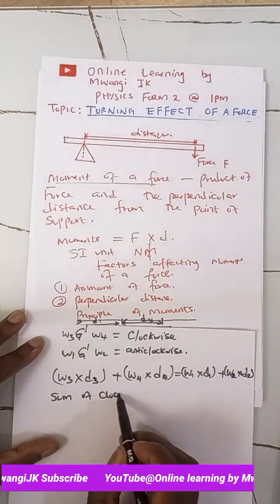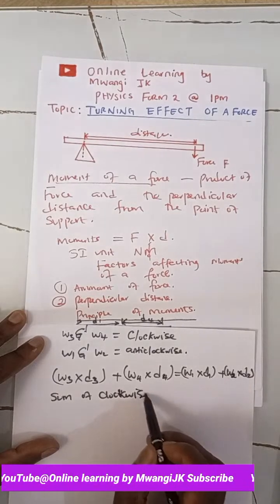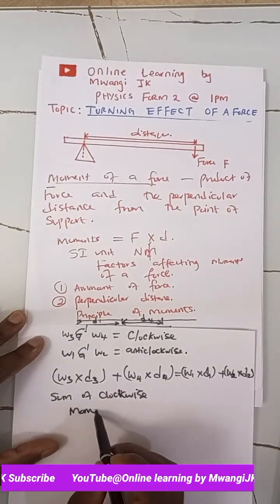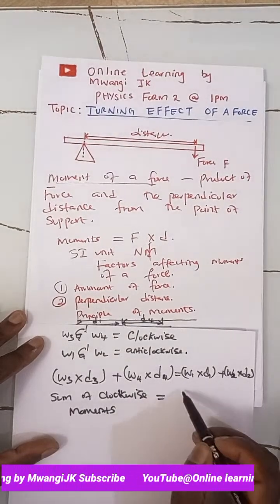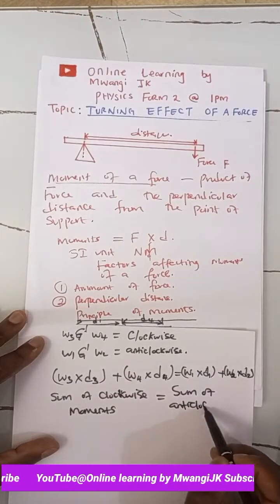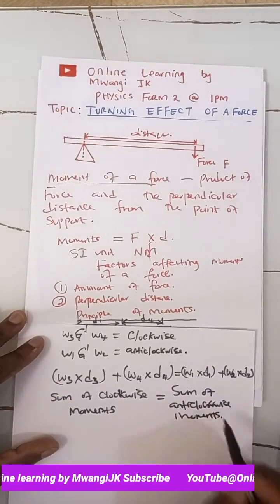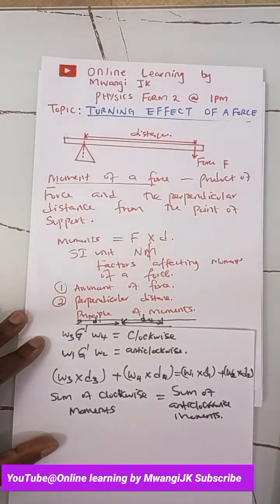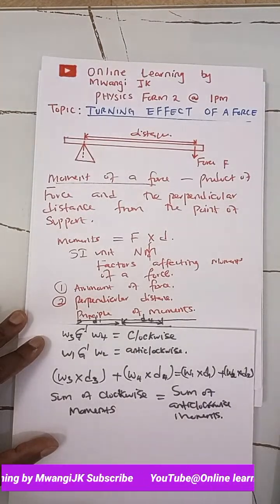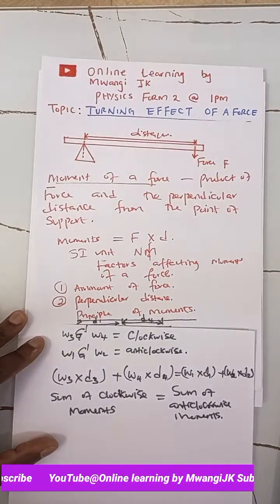of clockwise moments is equal to the sum of anti-clockwise moments. So the sum of clockwise moments is equal to the sum of anti-clockwise moments. And this is what we call the moment, or the moment of a force.